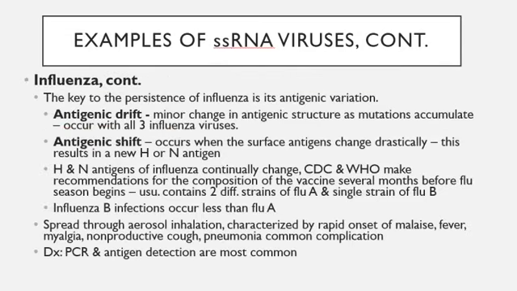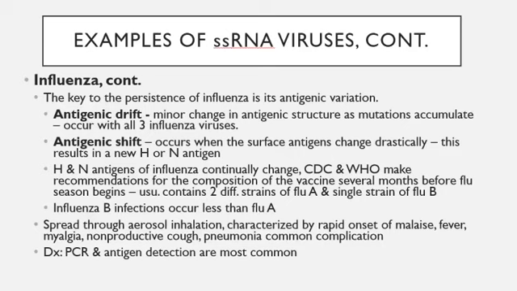The key to the persistence of influenza is antigenic variation. There's antigenic drift and antigenic shift. Antigenic drift is minor changes in the antigenic structure, with mutations that accumulate, and occurs in all three influenza viruses. Antigenic shift occurs when the surface antigens change drastically. This results in new H and N antigens. The H and N antigens of influenza continually change.